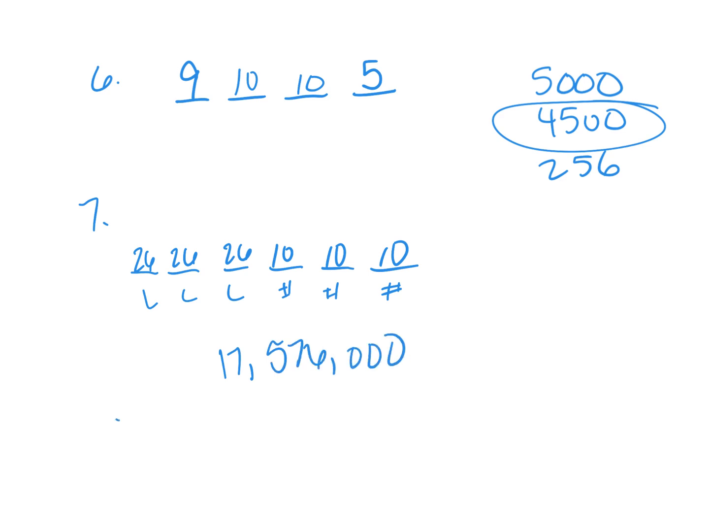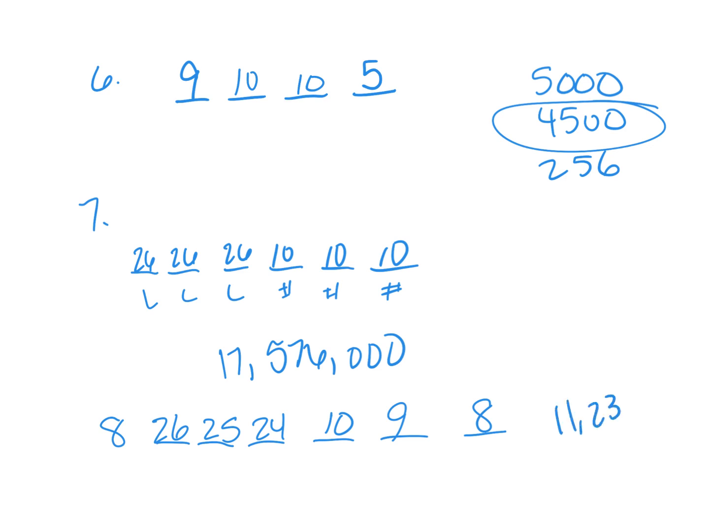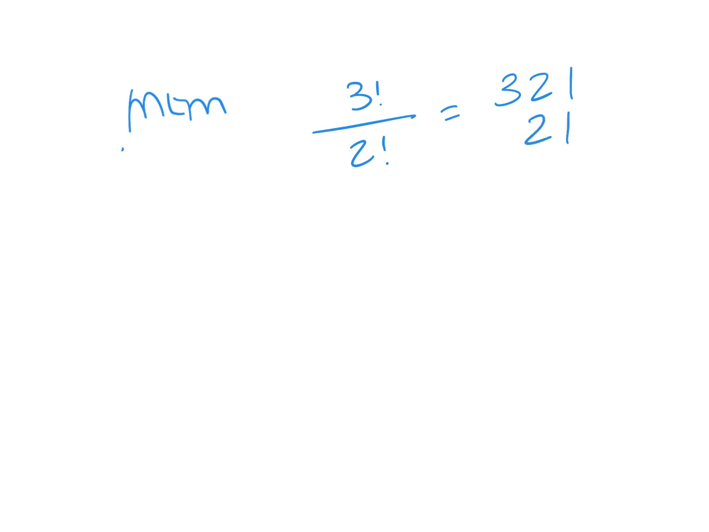So now number 8 is doing the same thing as number 7 where repetition is not allowed. So this would be 26, 25, 24, and 10, 9, and 8. And that would be 11,232,000. For mom, you got 3 factorial over 2 because you have 2 M's. Well, 3 factorial is 3 times 2 times 1, and 2 is 2 times 1. These guys cancel, so it's 3.